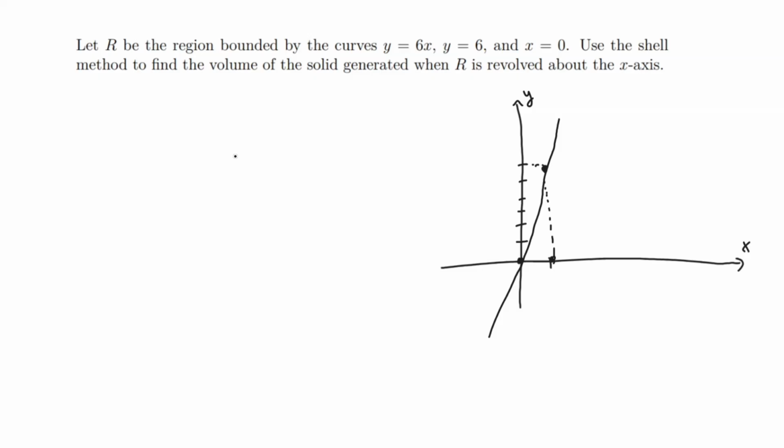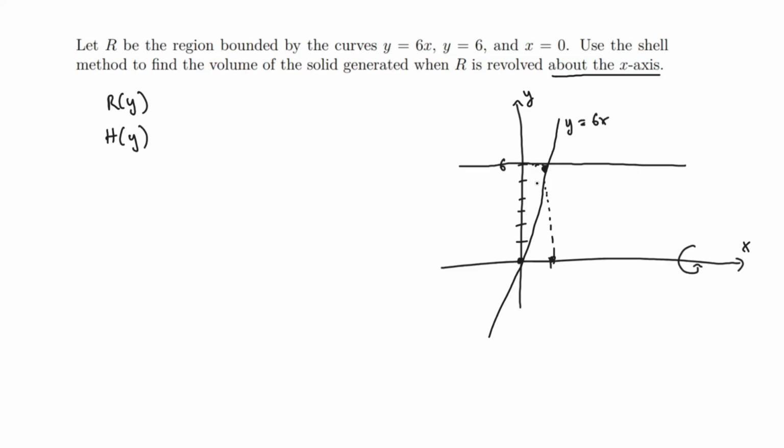So let's go to the second example. This example looks exactly the same as the previous example, but the difference is that the region rotates about the x-axis instead of the y-axis. So this is the function we have. This is y equals 6x. This line is y equals 6. So this is the region. Because it's rotating around the x-axis, we have to identify r of y and h of y. So what is r of y? r of y is the radius.